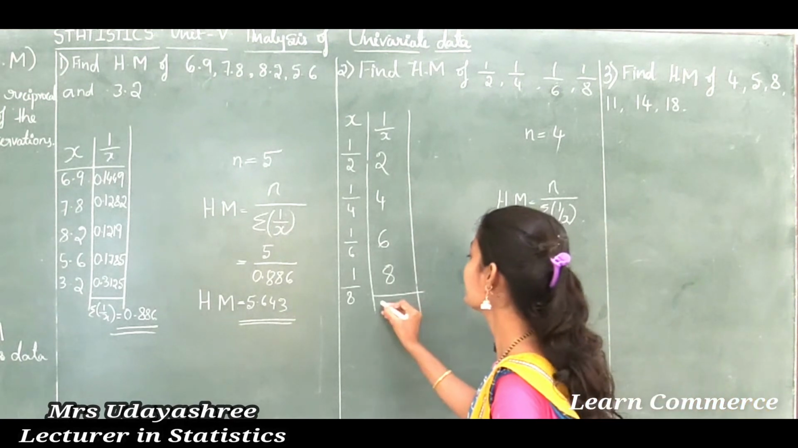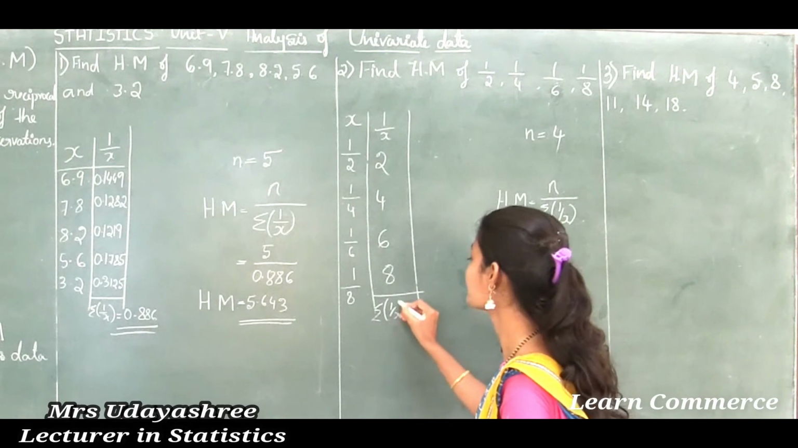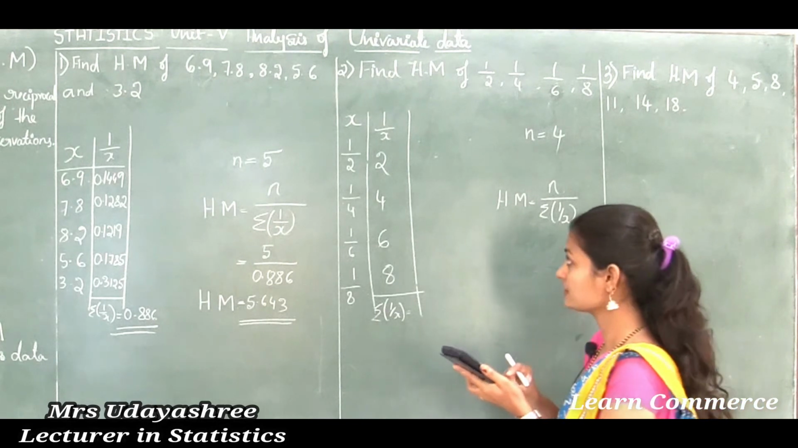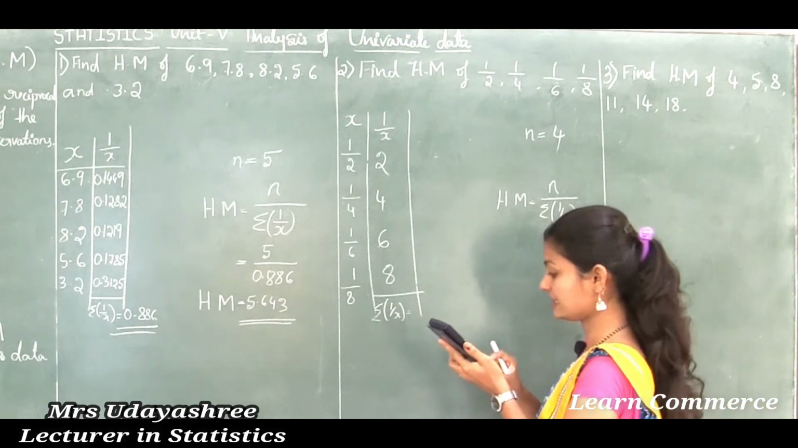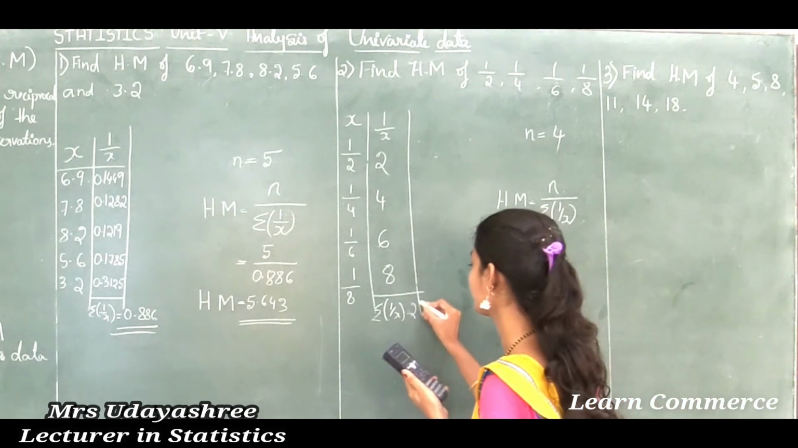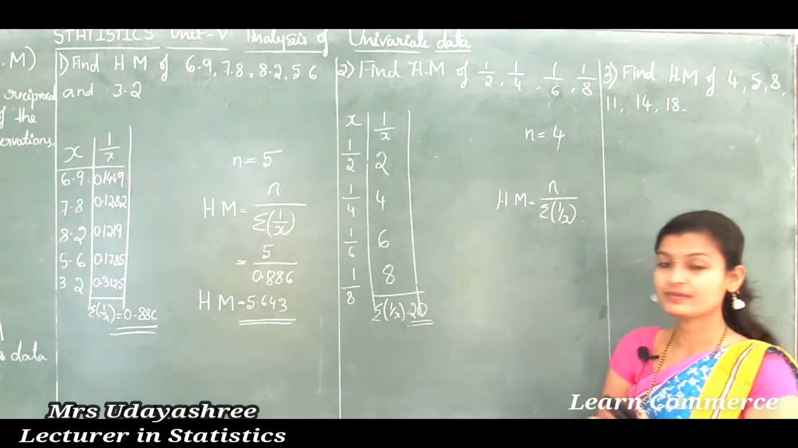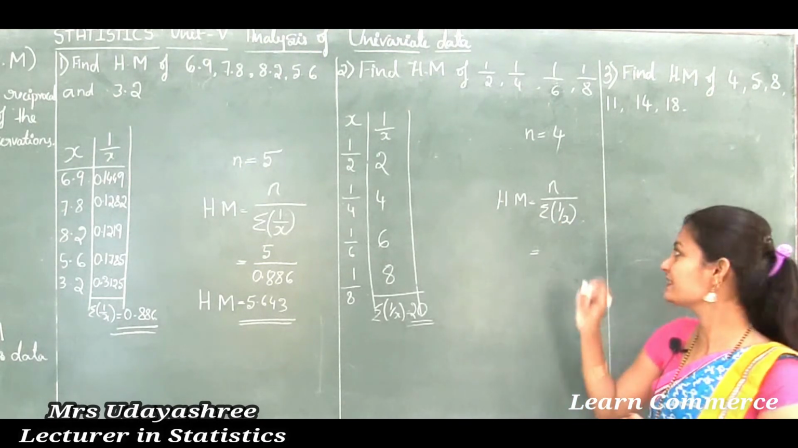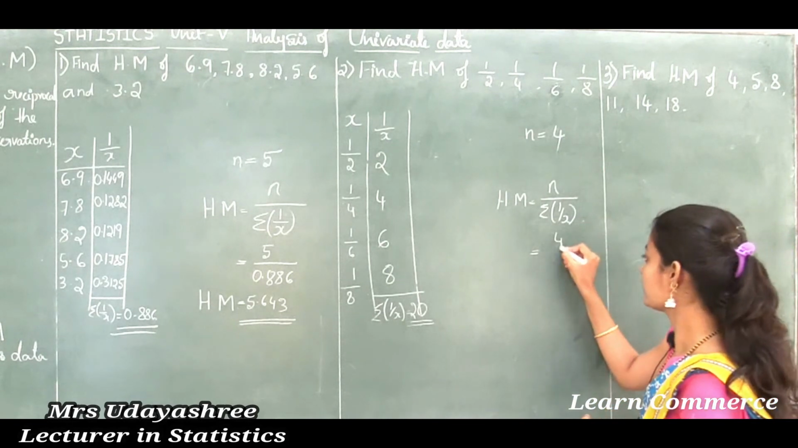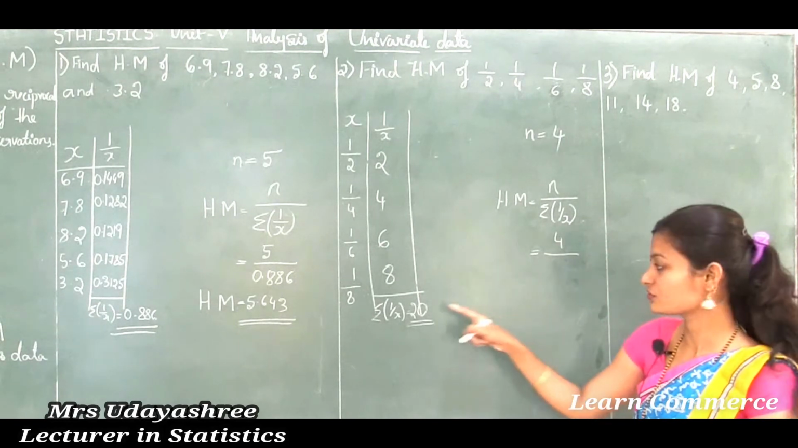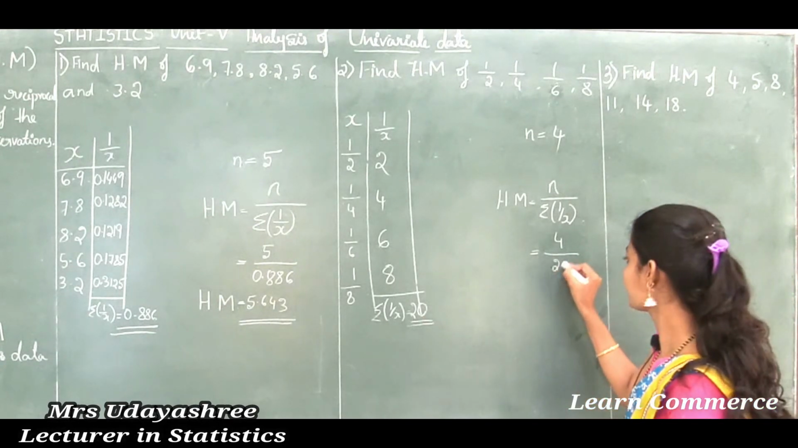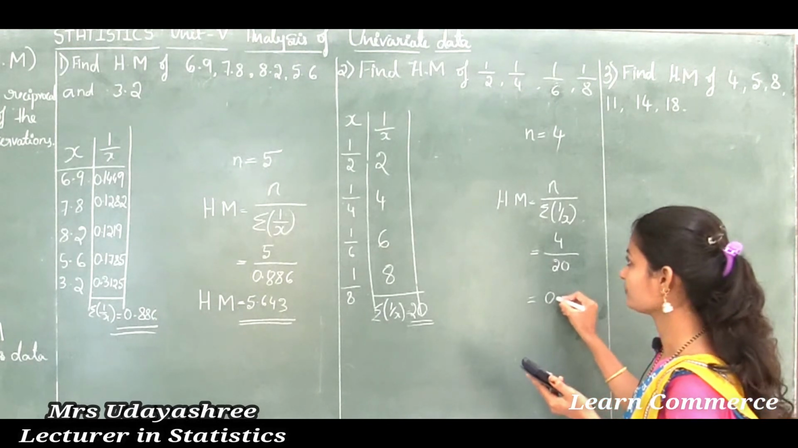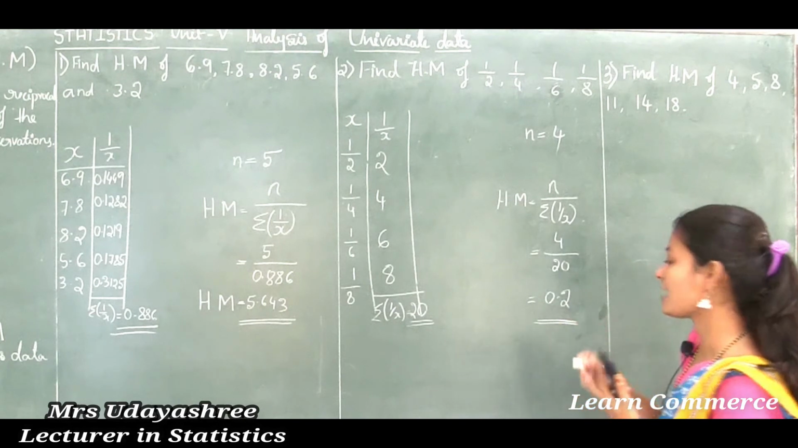Next we need to find summation 1 by x. So summation 1 by x is 2 plus 4 plus 6 plus 8, that is 20. So here we got summation 1 by x value is 20. Now in the formula, harmonic mean is equal to small letter n is 4 divided by summation 1 by x. Summation 1 by x value is 20. So this is equal to 4 divided by 20 is 0.2. So here harmonic mean value is 0.2.